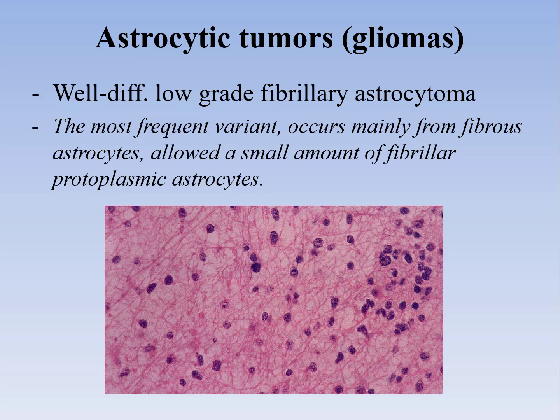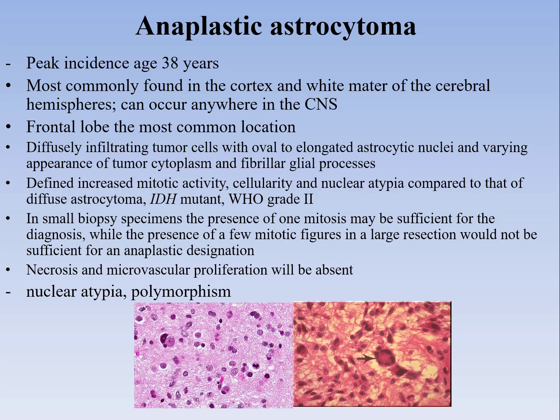Other variants of the well-differentiated but low-grade astrocytoma: astrocytoma fibrillary variant. It's the most frequent variant, occurring mainly from the fibrous astrocytes, with a small amount of fibrillar protoplasmic astrocytes.